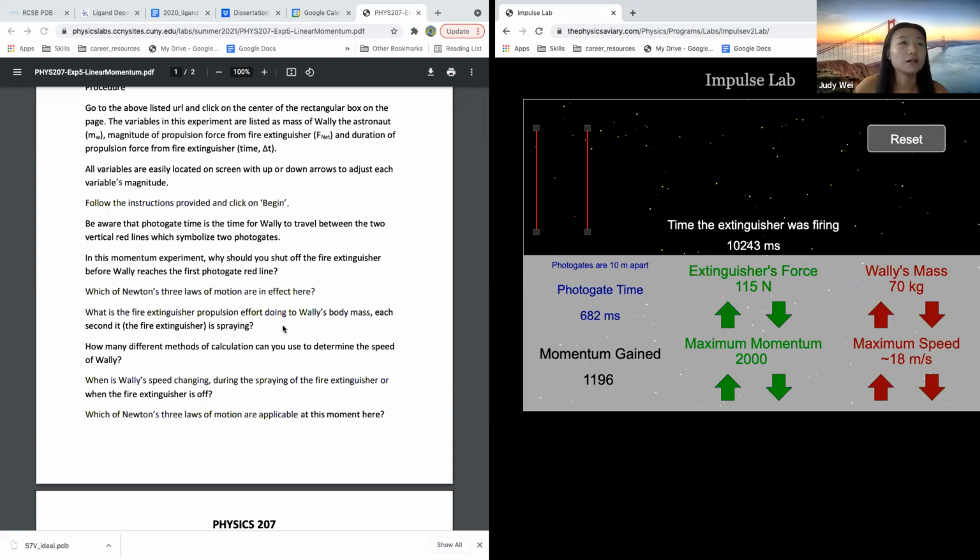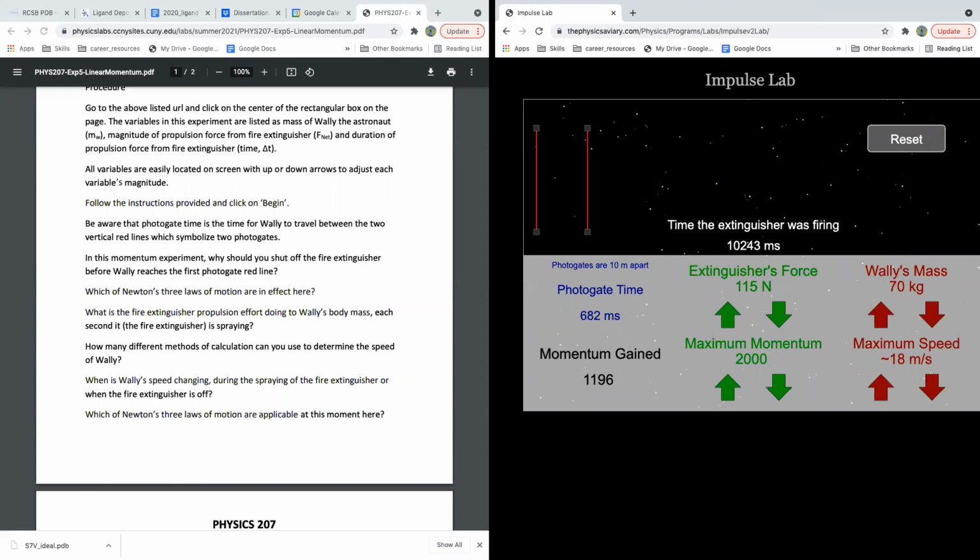Okay. So we see the next one in this momentum. Which of Newton's three laws of motion are in effect here? We know when the astronaut is accelerating, that is when Newton's laws apply. So can anyone remind me what Newton's three laws are before I give the answers?